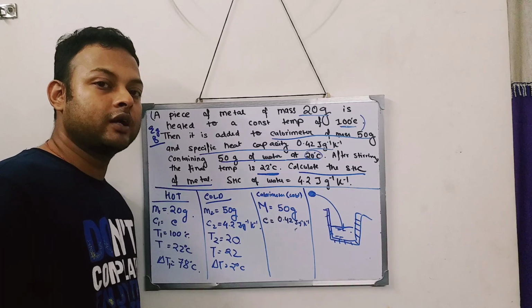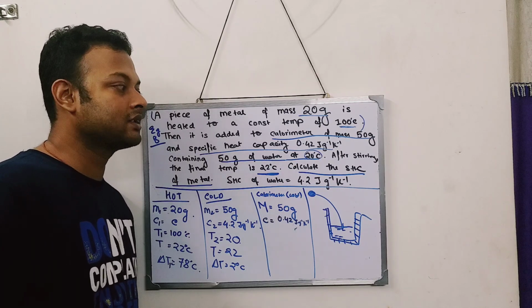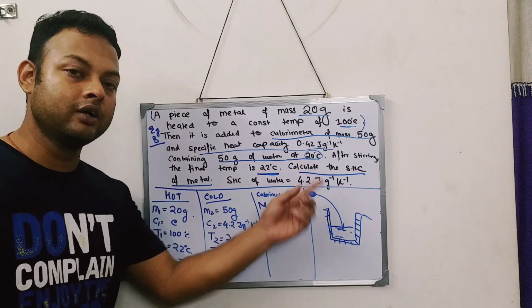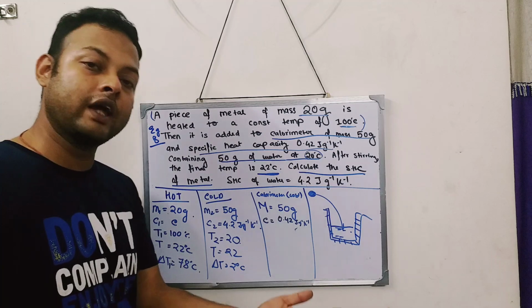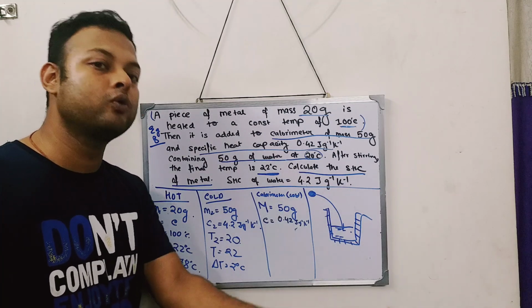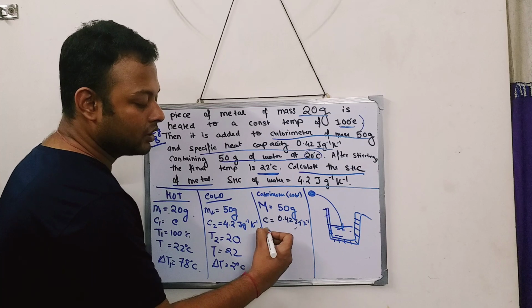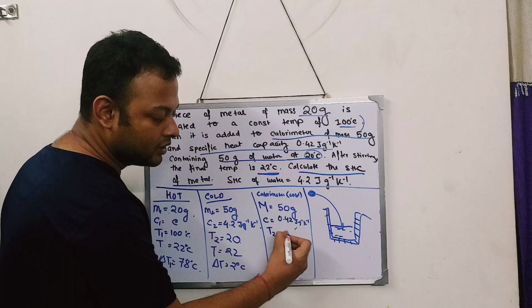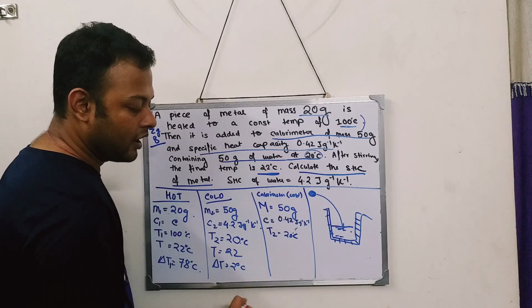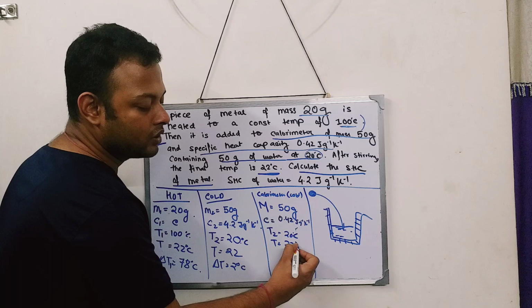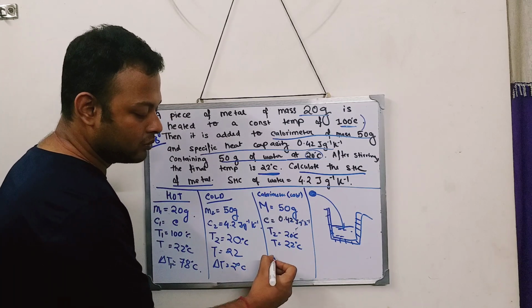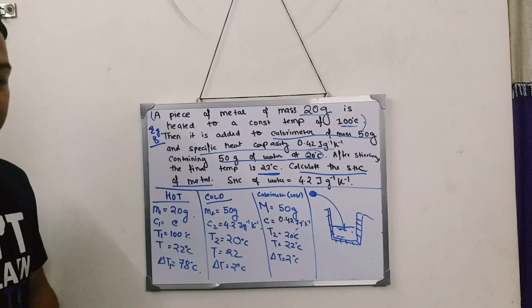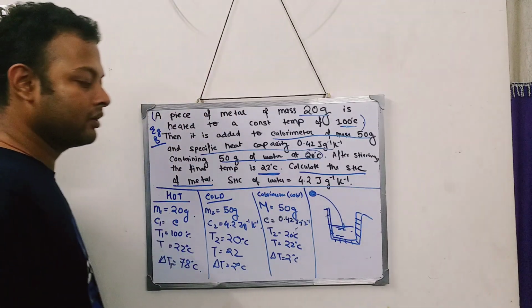The initial temperature of the calorimeter will be the same as that of the cold water. The 50 gram of cold water was at 20 degrees, so the calorimeter had that cold water. So the calorimeter temperature will be the cold water's temperature. Initially it is at 20 degrees centigrade and finally it comes to 22 degrees centigrade. So the difference, delta T, will be 2 degrees centigrade. I hope you understood this part.